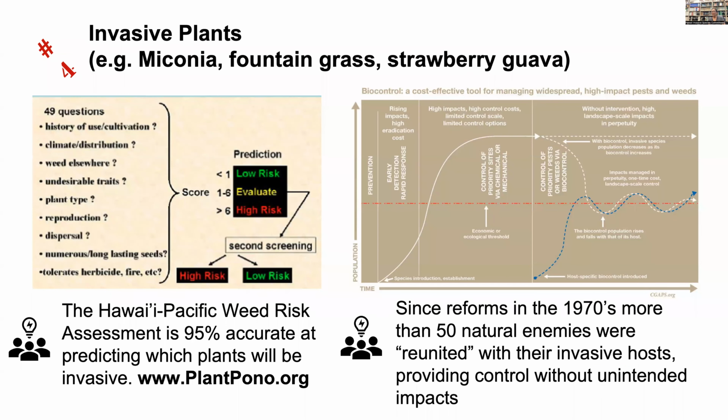Another solution is biocontrol. Everybody talks about, well, we can't do anything about it. No, a lot of plants, and in fact, even some insect pests can be managed by biocontrol. We just need the capacity to dig in and do it.